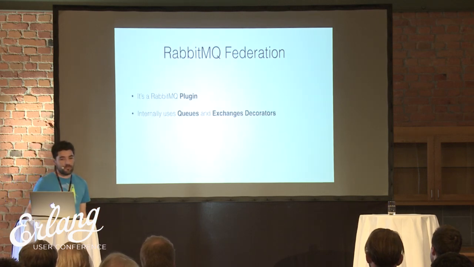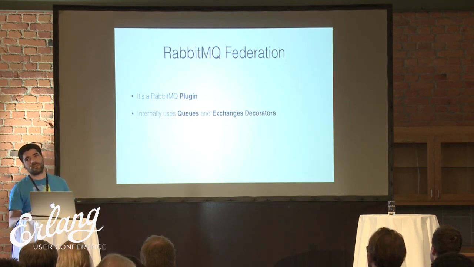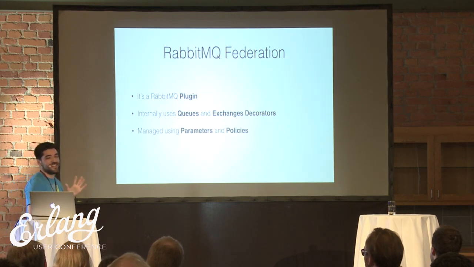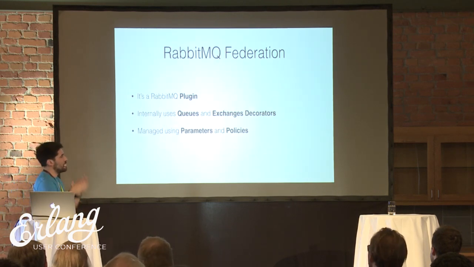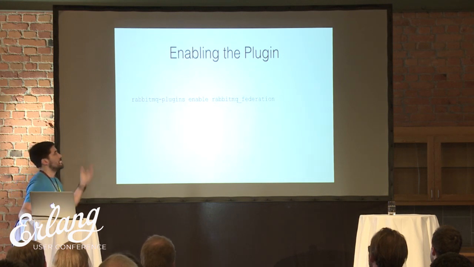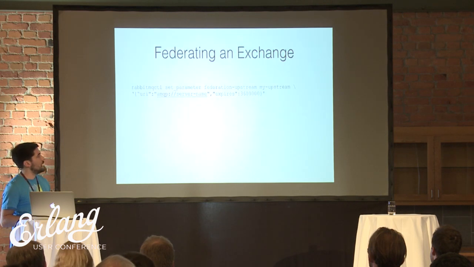And the Federation is just a plugin, and internally it's using queues and exchange decorators. So all the stuff you learned in Java Enterprise Edition, blah, blah, we still have it in Rabbit in Erlang. So we never escape from that. And it's really easy to configure it using parameters and policies. You will see what that is soon. So basically, you enable the plugin. You enable management if you want to click around to configure that. We have a web UI where you can control RabbitMQ.